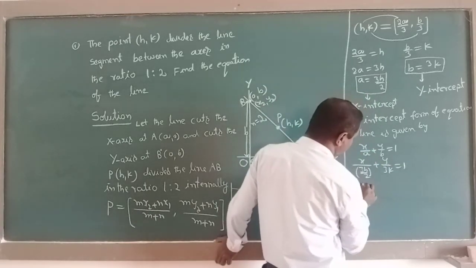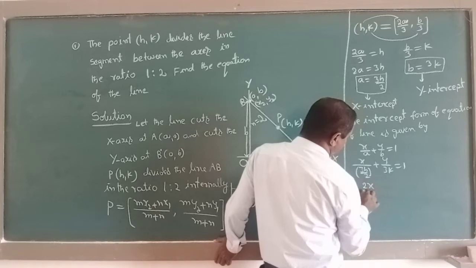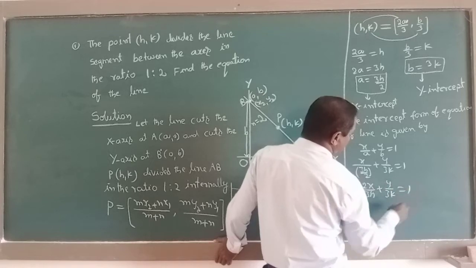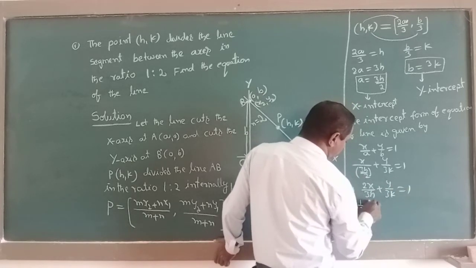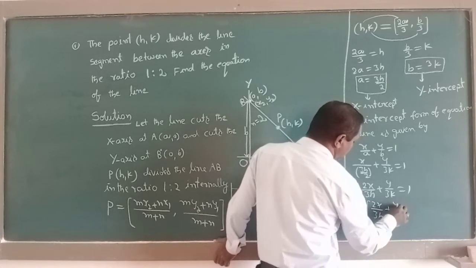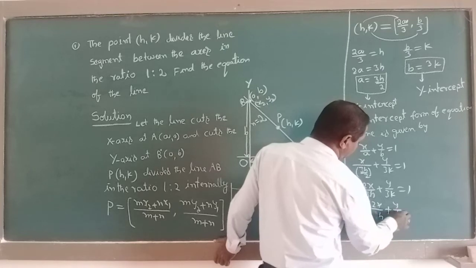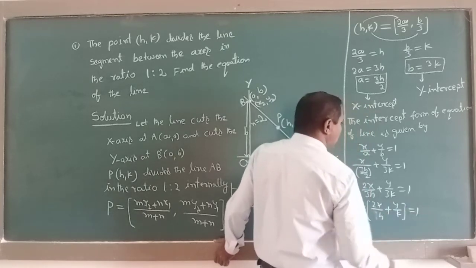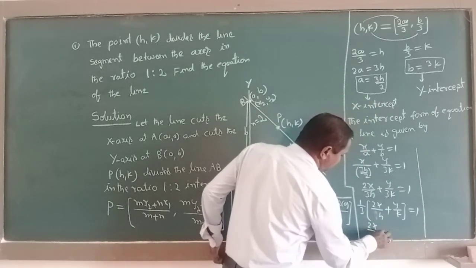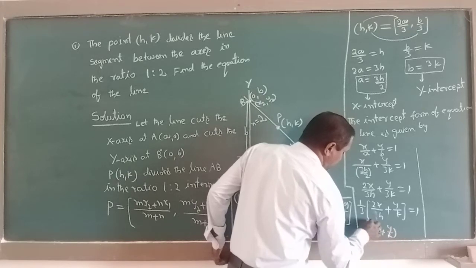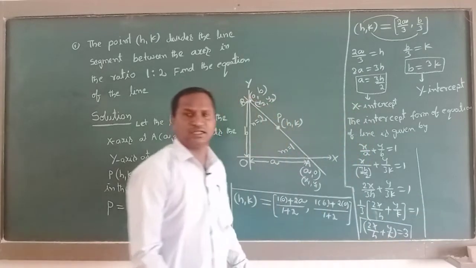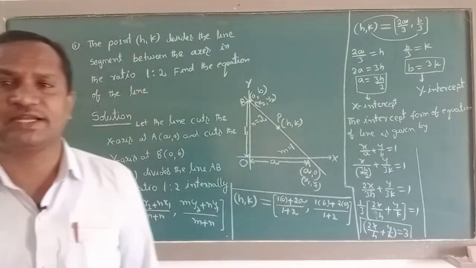Reciprocal of this: 2x by 3h plus y by 3k is equal to 1. Otherwise, taking 1 by 3 common, we will get 2x by h plus y by k is equal to 1. On taking cross multiplication, you will get the equation of the line as 2x by h plus y by k is equal to 3, which is our required equation of the straight line. Like that we are finding the equation of a straight line.